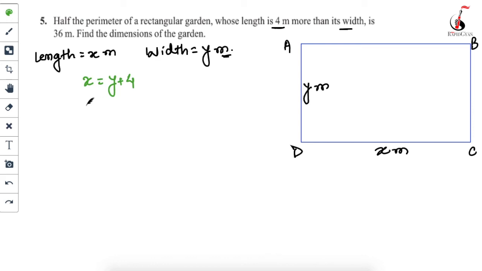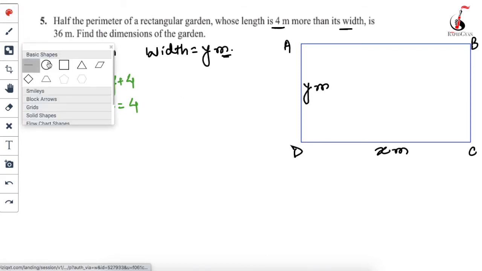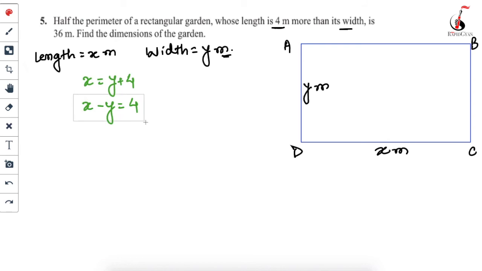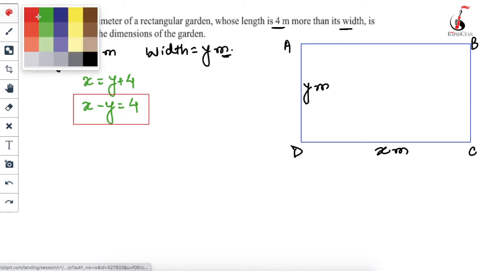So if I simplify this, I will get x minus y is equal to 4. This is my equation number 1. Hope it's clear, guys. This is my equation number 1.